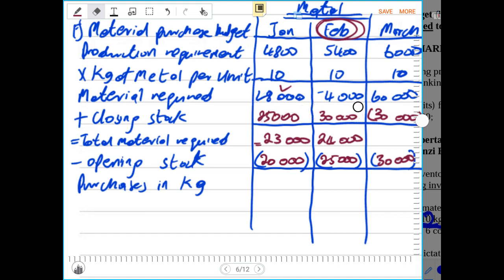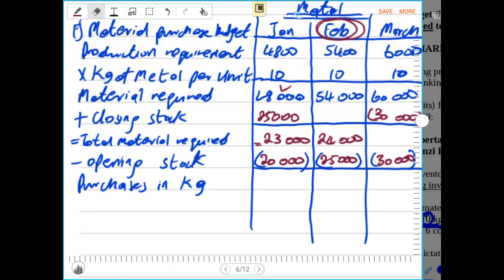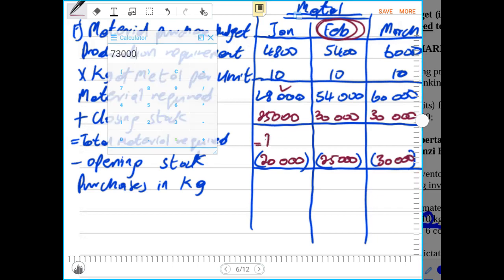Thank you for that recognition. We add our closing, we don't subtract. This is 30,000 and this is 30,000. We add our closing, don't forget that 30,000. So this is not right, this is not right. 25,000 is right, we add. So now we say 48,000 plus 25,000, that will give us 73,000.